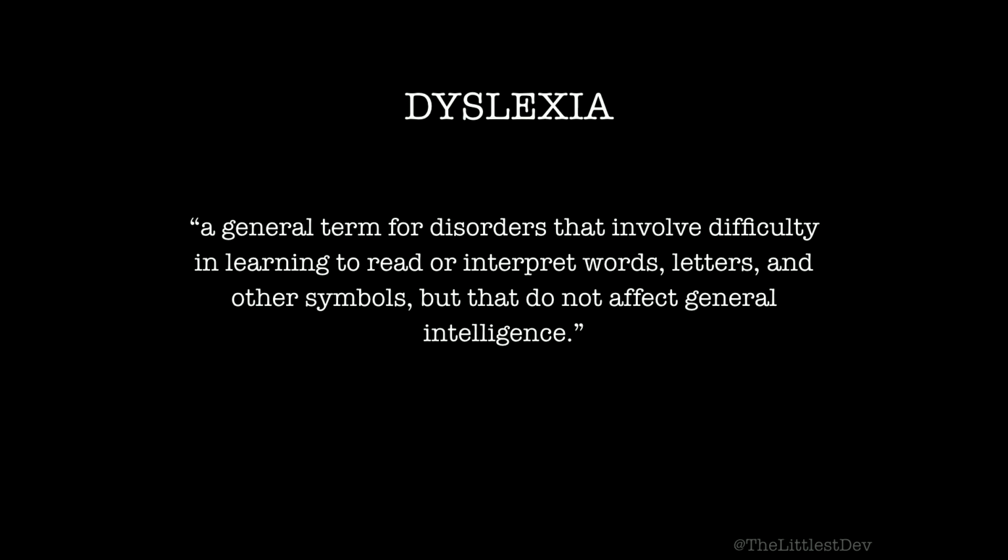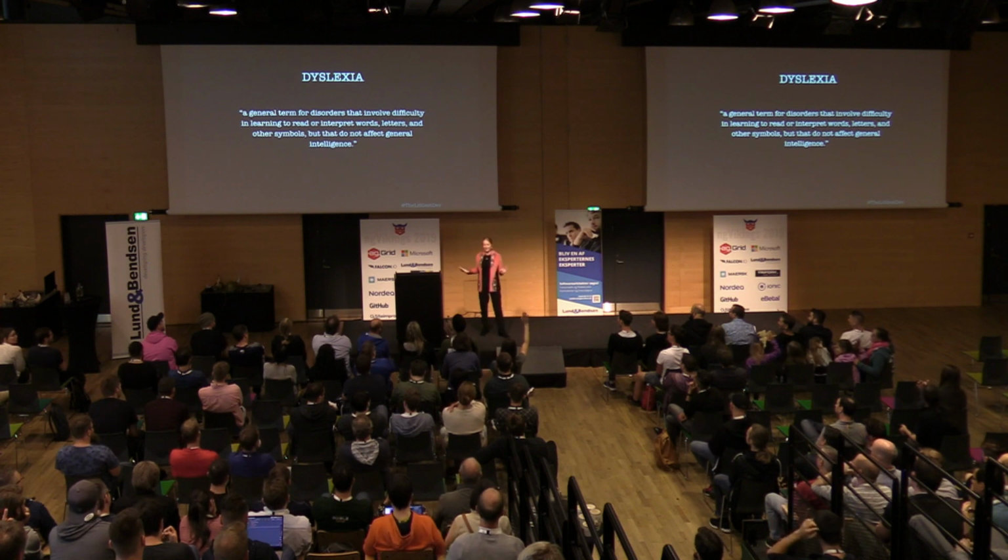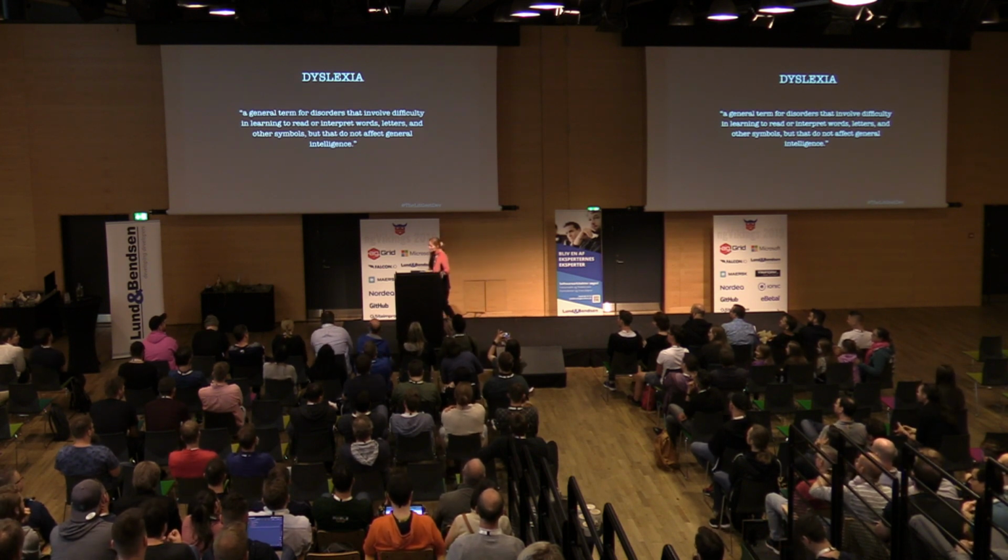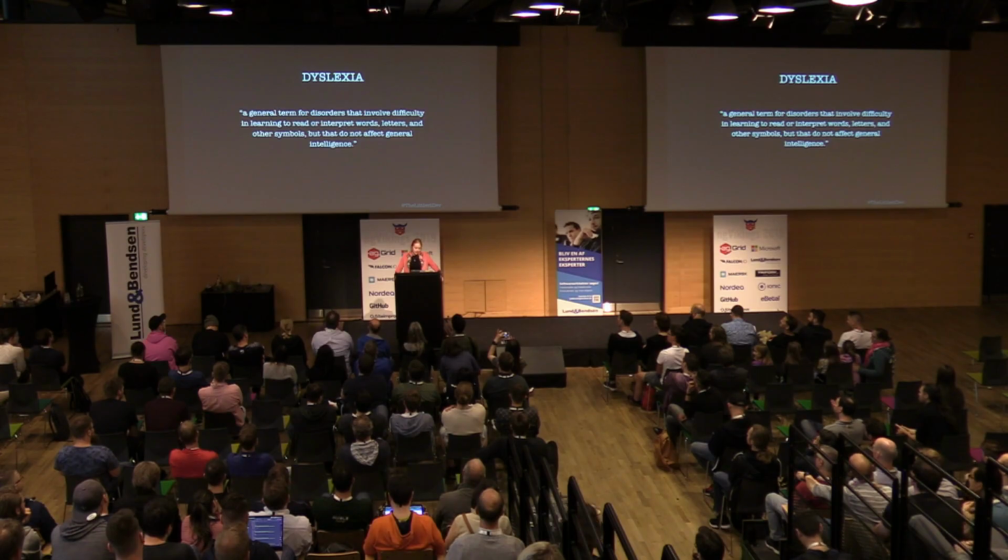Google's definition for dyslexia is a general term for disorders that involve difficulty in learning to read or interpret words, letters, and other symbols, but that do not affect general intelligence. Okay, be honest. Raise your hand if you knew what dyslexia was before I told you. Okay, that's a good amount. One of the first things I learned about dyslexia is how common it is. In America, there are 40 million American adults with dyslexia, and only 2 million know. And that's just the adults.